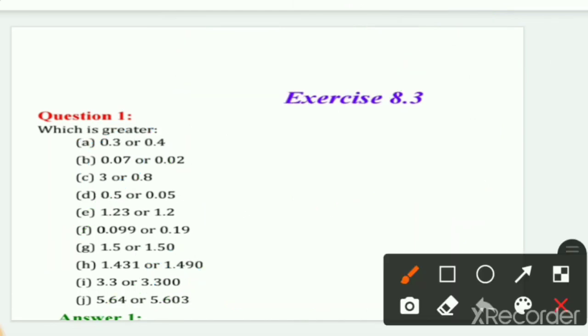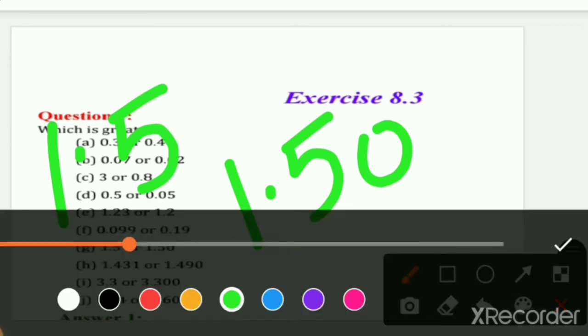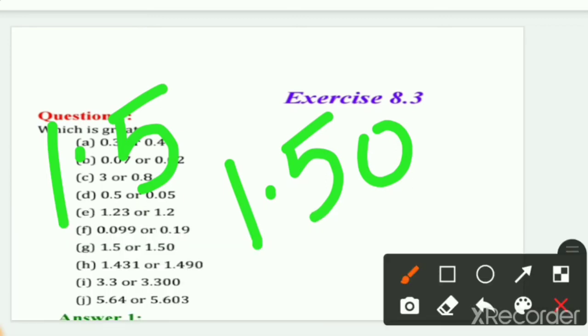Now moving to the G part. This is 1.5 and next is 1.50. Okay, this is 1.5 and next is 1.50. So what will be the answer for this? The answer for this will be equal.